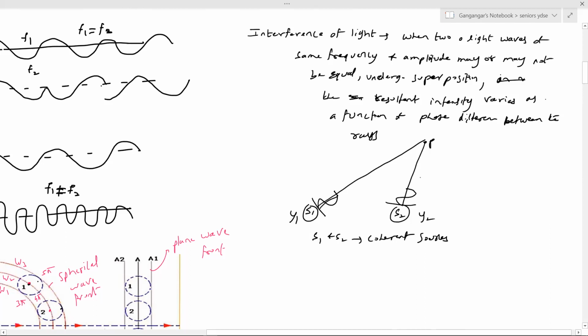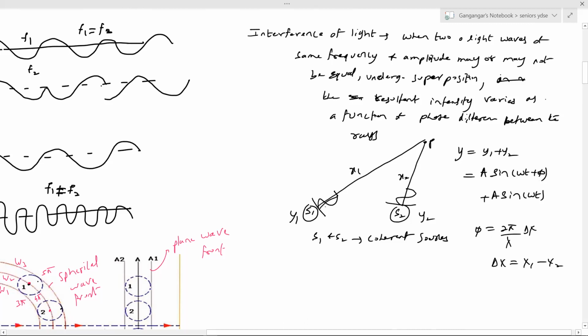Now, why will they have the phase difference? Because they cover different paths. So this will cover a path length x1 and x2. So at this point, y equals y1 plus y2. Why is this additional phase brought? This phase is due to the path difference between the two waves. Ray 1 will cover a path of x1, and ray 2 will cover a path of x2. So is there any path difference between them? Yes, and due to that path difference, they'll have a phase difference.